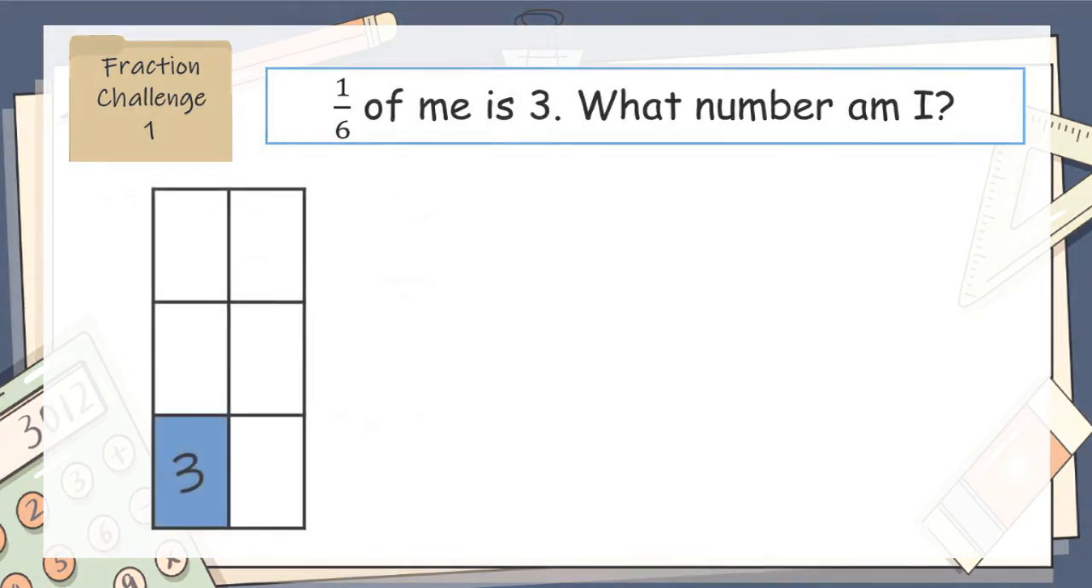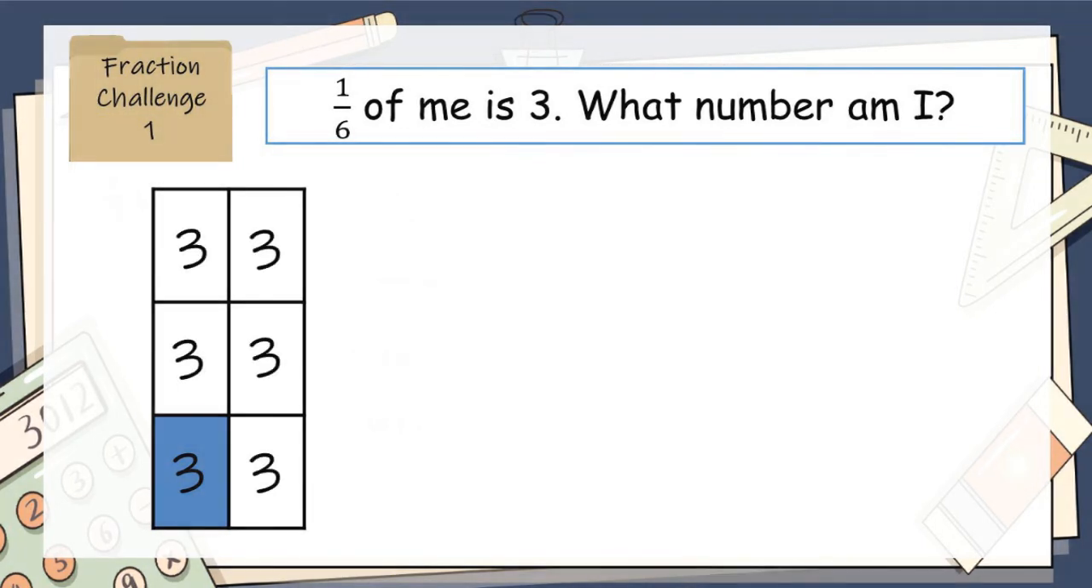So here's what your picture should look like. We know that there's 6 equal parts, and we know that one of those parts is equal to 3. So now we need to figure out what the whole number is. Pause the video and see if you can fill in the rest of the information on this picture.